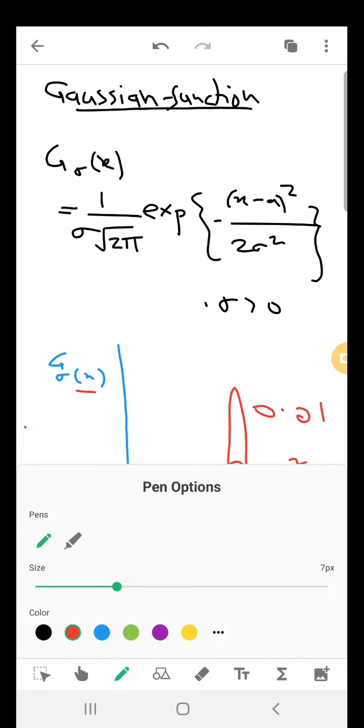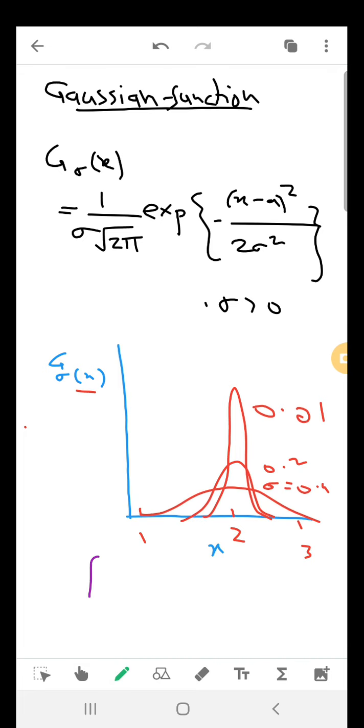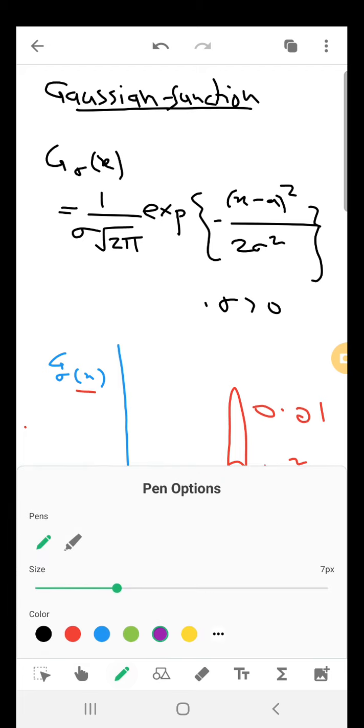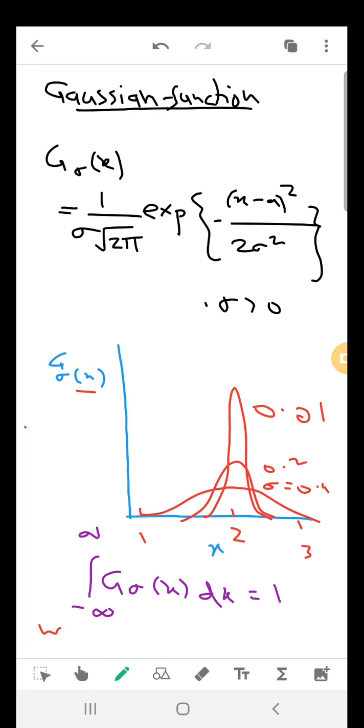And we can also see that if we take integration from minus infinity to infinity, this is also equal to 1. So it implies that the steepness will increase with decreasing value of sigma, but the area under the curve is always equal to 1. And another thing is that it has a width, that is a bandwidth, which is of the order of sigma at x is equal to a.